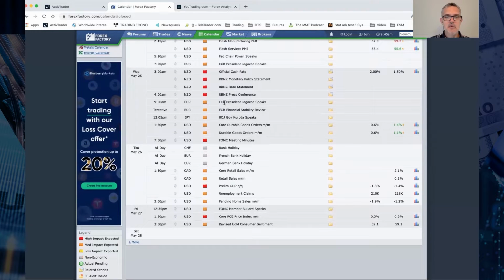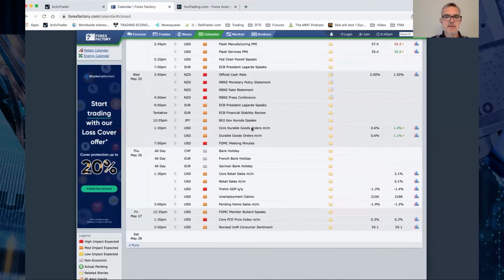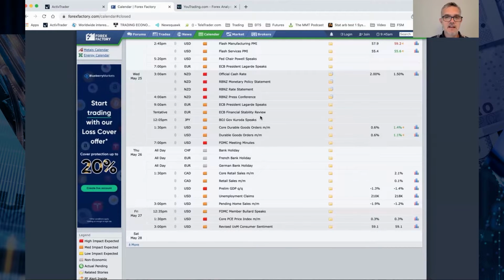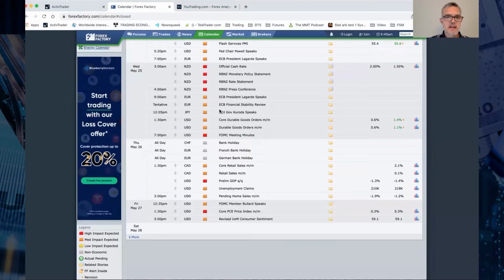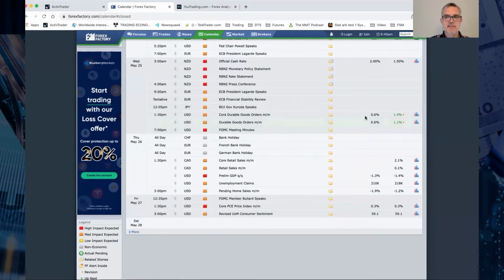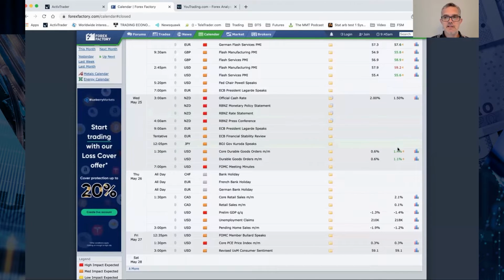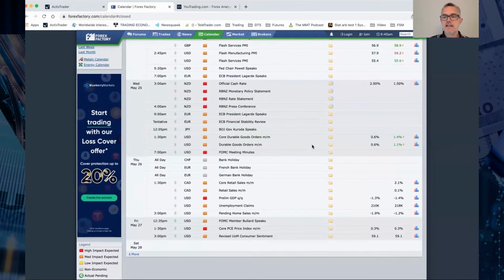Then again, more central bank speakers, and this time we've also got Bank of Japan Governor Kuroda speaking. So I'd expect to see them reiterating that they're going to keep monetary policy very loose. Then we've got US durable goods, the core and durable goods orders for month on month. 0.6% is due to come in worse than the previous reading. If we get even worse than that, then that will be detrimental to the US dollar.